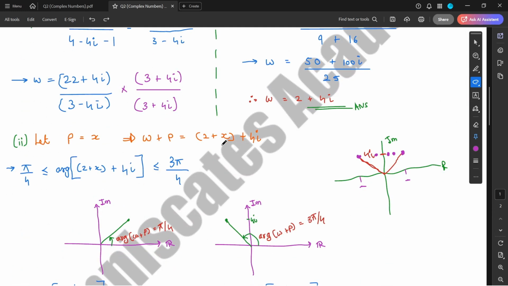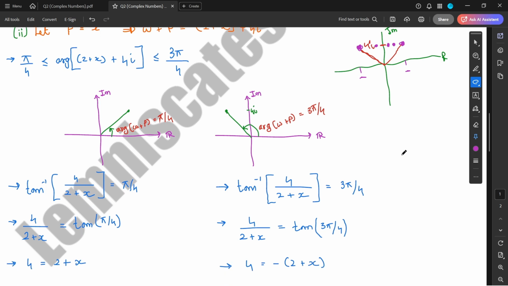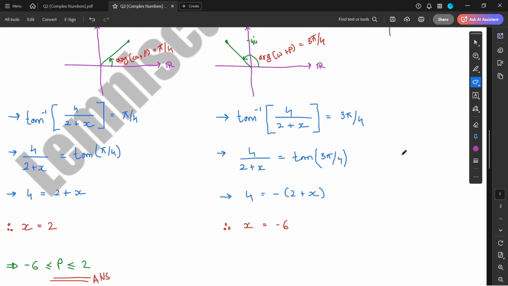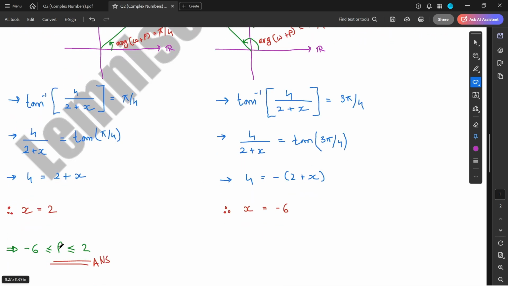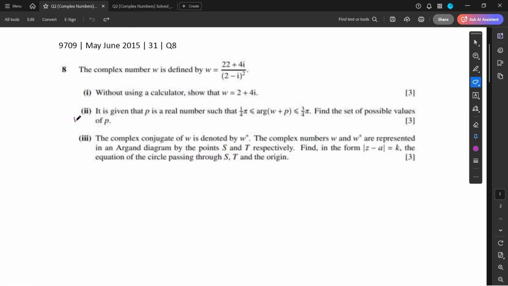When the value of x is minus 6, I am at this location. And when the value of x is equal to 2, I am at this location. And therefore, for any values of p in between minus 6 to 2, I can get all the places in between them. And hence, I can say that the final answer for this question is going to be such that the value of p lies in between minus 6 and 2. So yes, that's how you solve the second part.